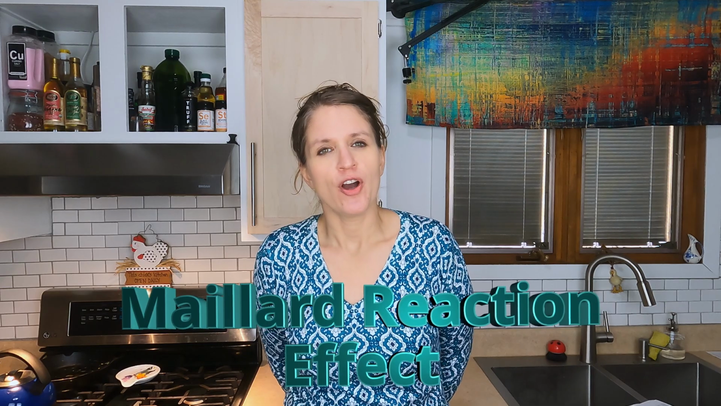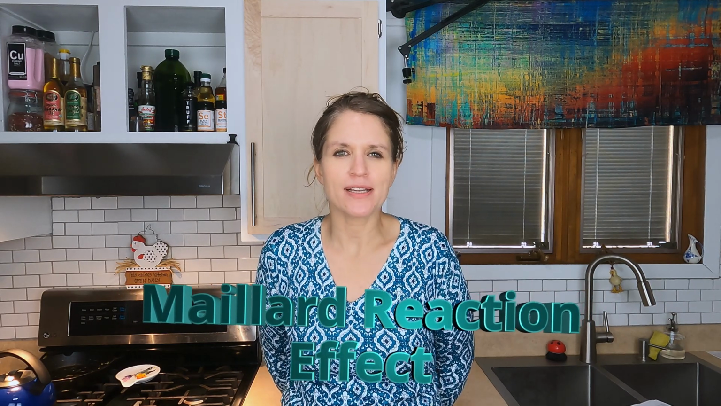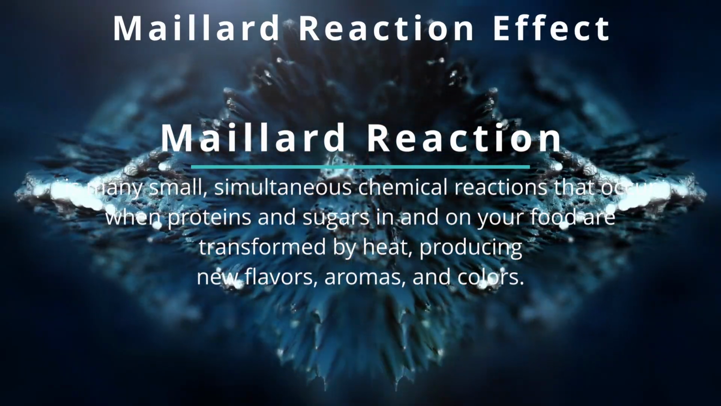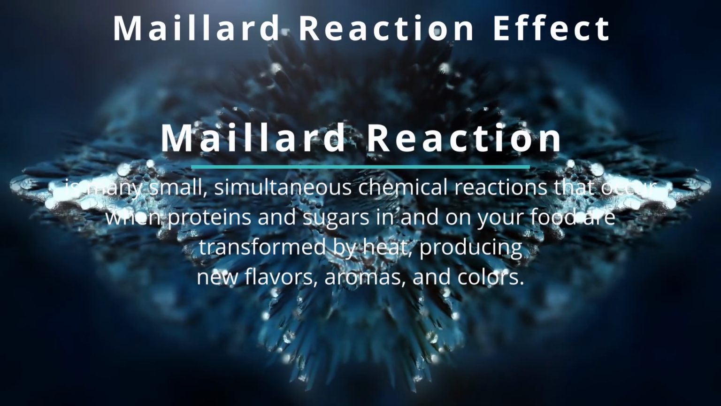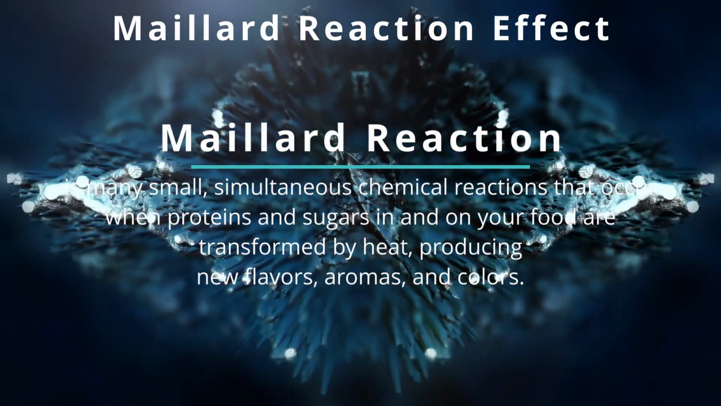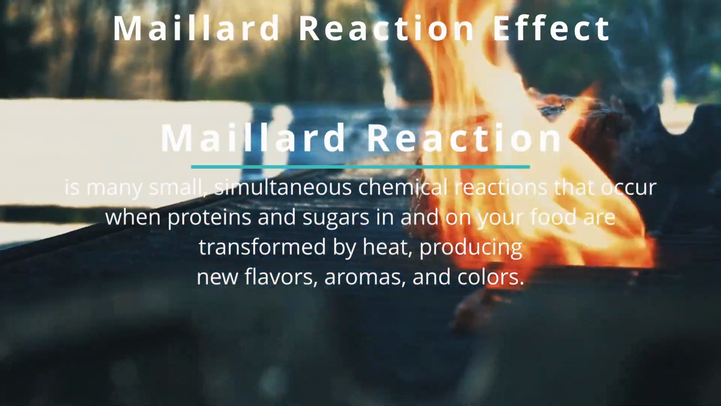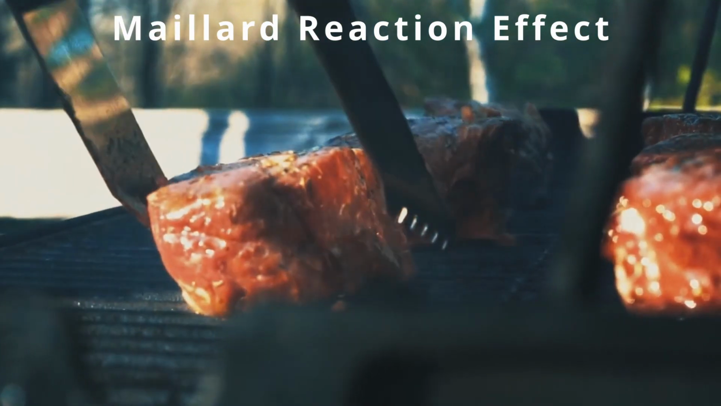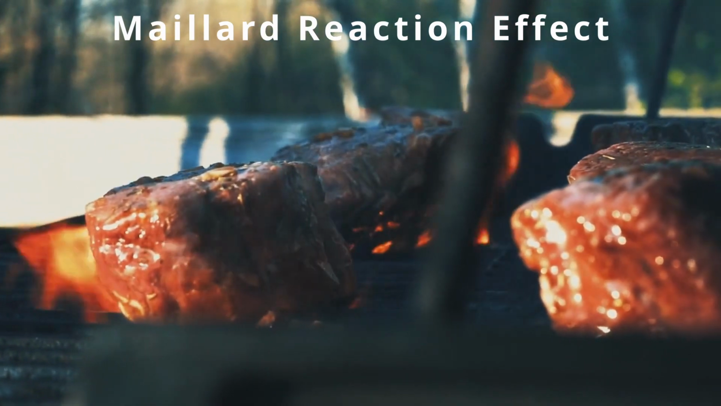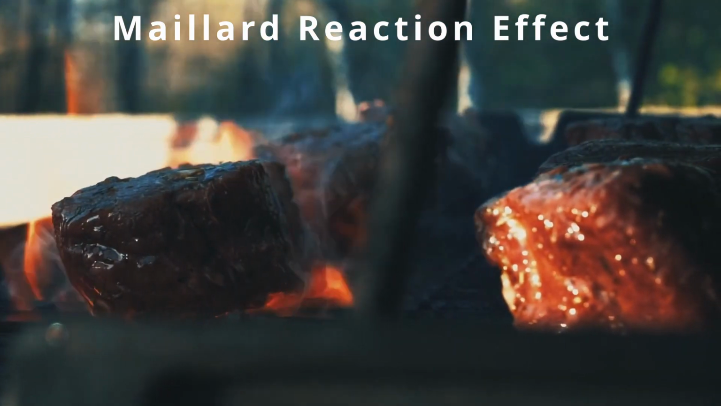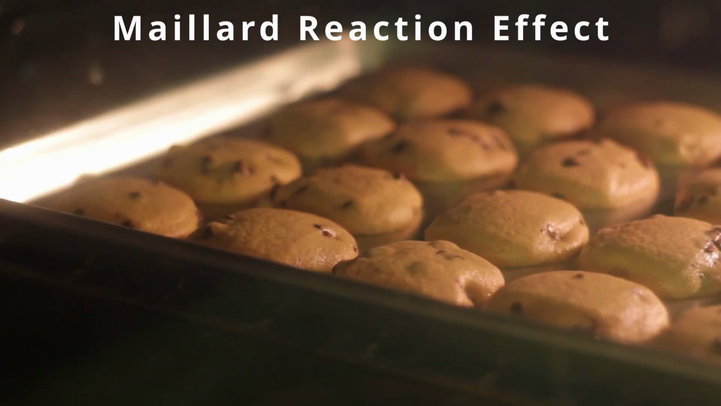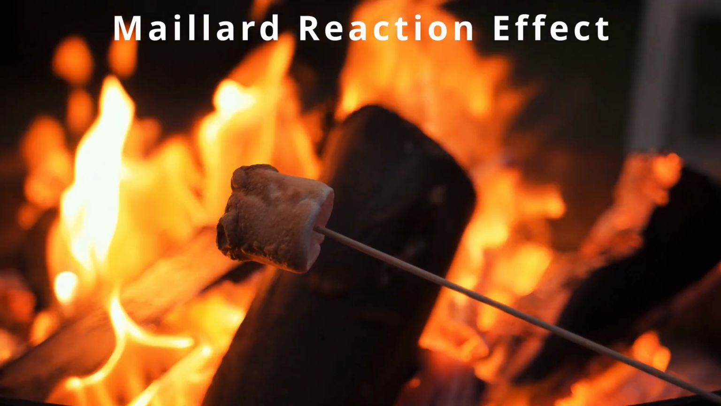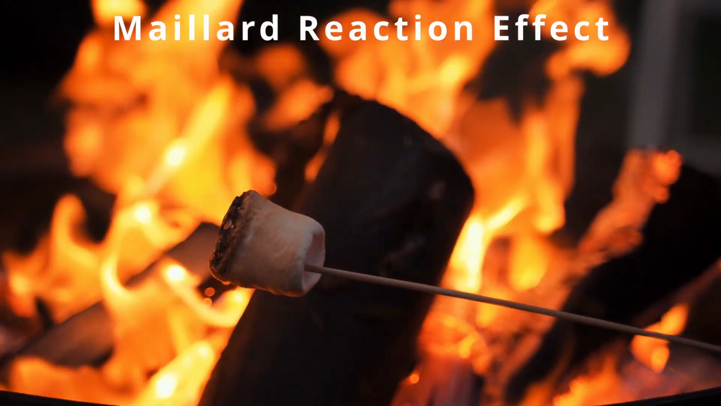Next, we're moving on to the Maillard Effect, which is a scientific process that results in browning and is many small simultaneous chemical reactions that occur when proteins and sugars in and on your food are transformed by heat, producing new flavors, aromas, and colors. The Maillard reaction is a chemical reaction between amino acids and reducing sugars that gives brown food its distinctive flavor. Seared steaks, fried dumplings, cookies, and other kinds of biscuits, breads, toasted marshmallows, and many other foods undergo this reaction.